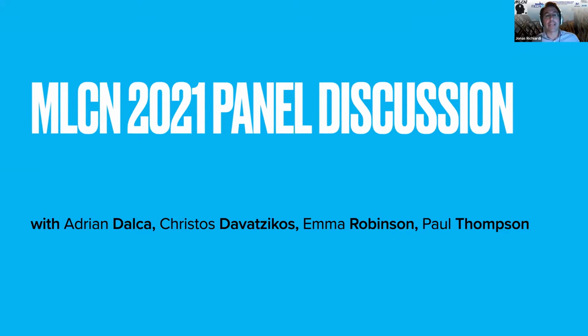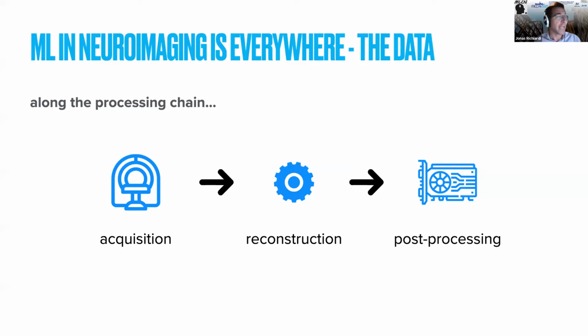I wanted to start by giving a brief overview of machine learning in neuroimaging, because you've seen, I'm not alone in noticing this, that it's absolutely everywhere. What I mean by that is it's everywhere in the processing chain. Even for designing sequences, for creating new pulse sequences, new RF pulses, you now have more and more machine learning and deep learning.